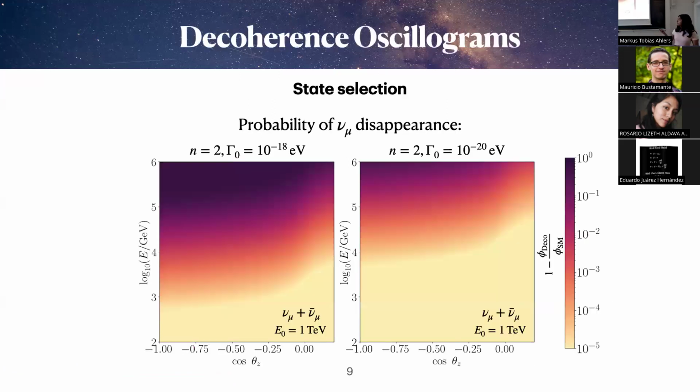So here we can see what the signature looks like for this model. These plots show the probability of muon neutrino disappearance in two different decoherence scenarios. They both have the same value of n, which is the energy dependence. So they both have a quadratic energy dependence, but they have different values of gamma naught, where the one on the left has a larger value. And we see that that corresponds to a larger probability of this muon neutrino disappearance, especially at higher energies.